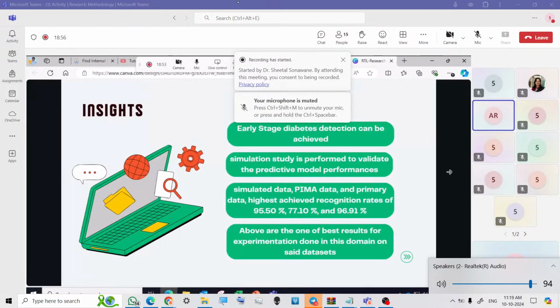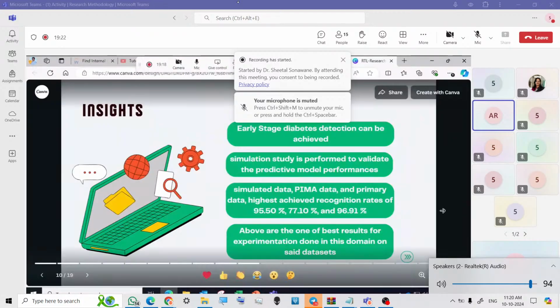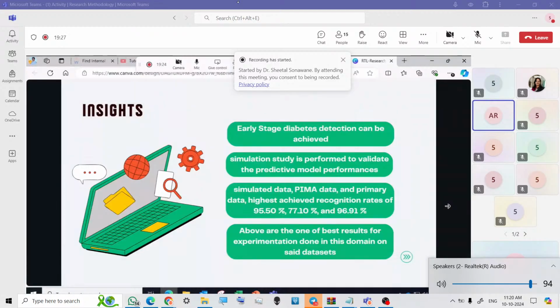Also we can see over here we are having the highest accuracy, like 95% for the simulated data, then PIMA data 77.10, and primary data which was got from the Pabna hospital is 96.91. So pretty convincing results with respect to accuracy. And in this domain, this is one of the best outputs which we have got from the study and from the paper which I have referred. So these are the insights from this first application.